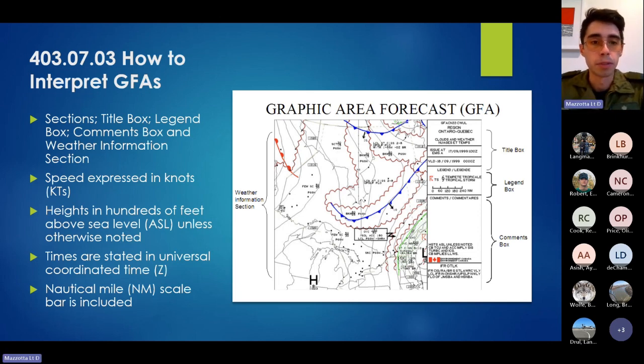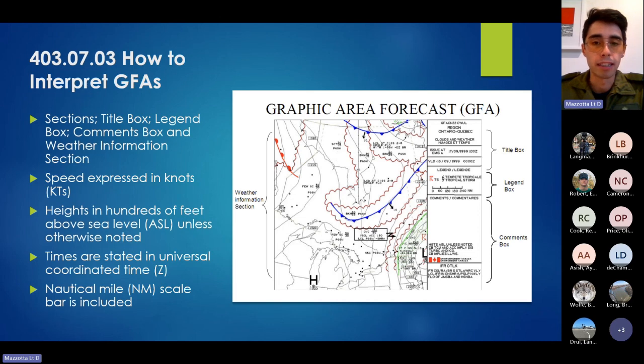So this is a picture of an older version of a GFA. The newer ones still look relatively the same. But you'll be able to see that there are different sections. So if I get my laser pointer out here, at the top we've got the title box, and the title box is important for having the region and the validity periods of the forecast. That's where you would look.